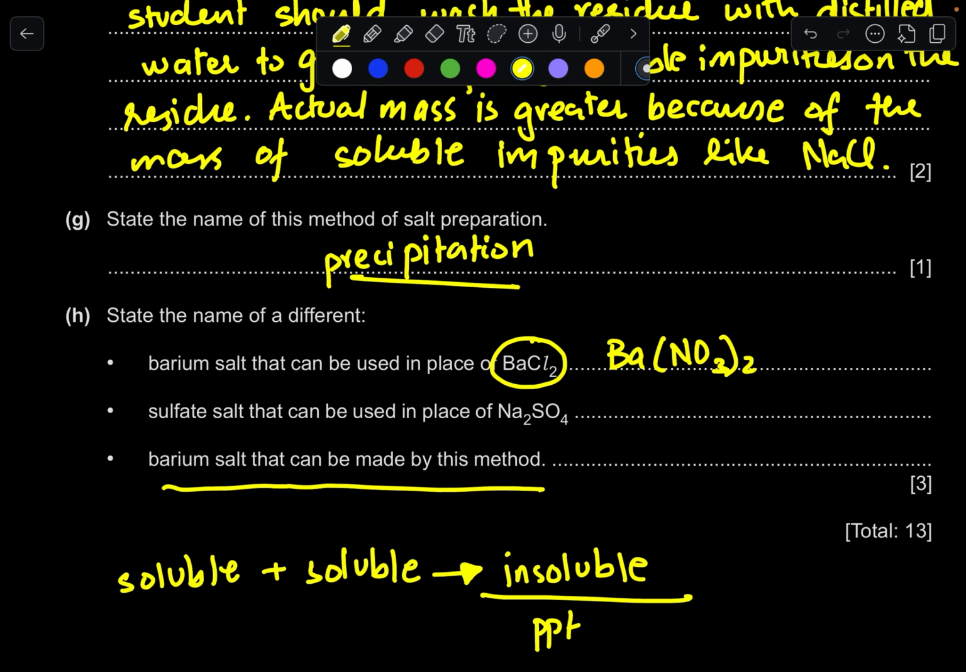So which barium salts are insoluble: barium nitrate, barium sulfate, barium hydroxide? Barium nitrate and NaOH would form barium hydroxide, which is highly soluble. So it's going to be barium carbonate. We're going to take barium nitrate and sodium carbonate, and we're going to form barium carbonate. All carbonates are insoluble.